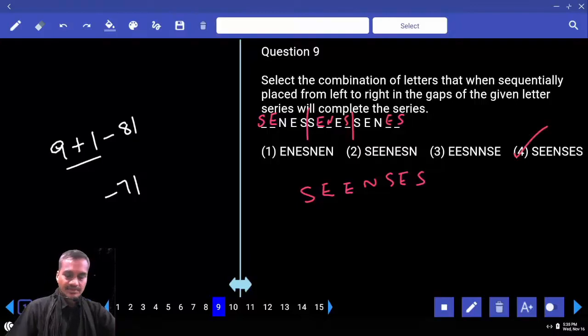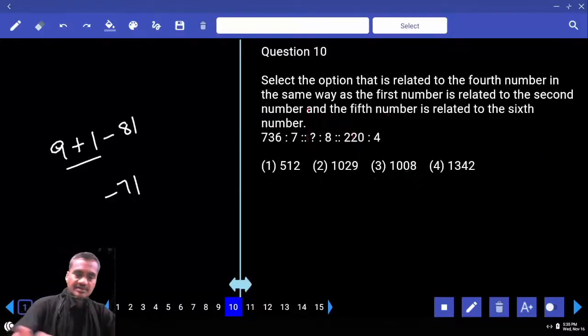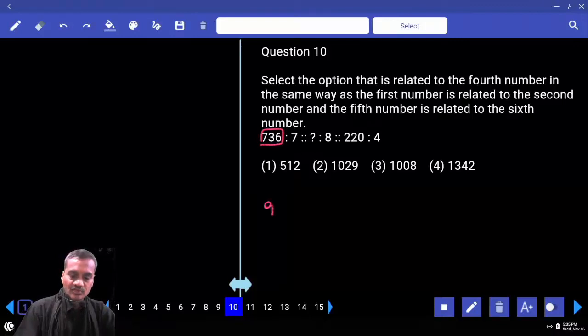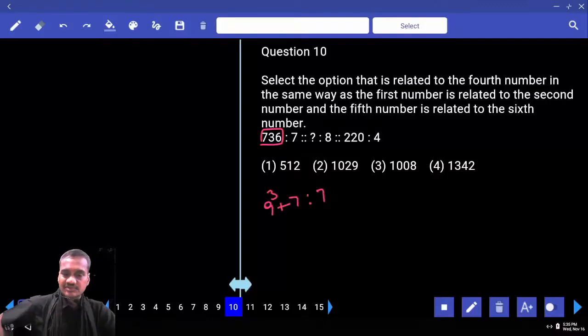Clear? The next one, the 10th one. Now in this, 736 and 7. This 736 can be written as, and it is nearer to 9 cube: 9 cube plus 7. 9 cube is 729, plus 7 is 736.